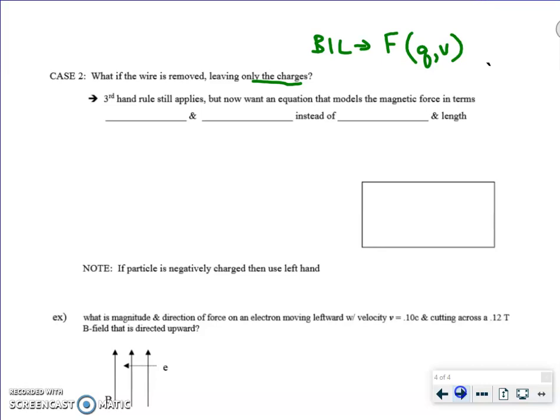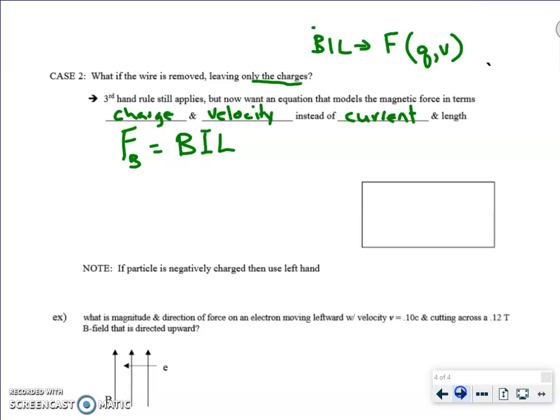Okay, so that's what I'm saying here. We want a magnetic force in terms of charge and velocity, because that's the easiest way to characterize a moving particle, instead of current and length. Magnetic field intensity from something external to the charges is still important. So let's start with BIL. We're going to assume 90 degrees. And the substitution we're going to do there is current, right?